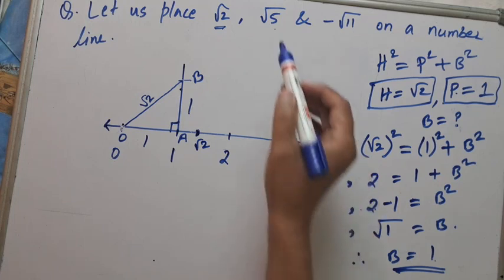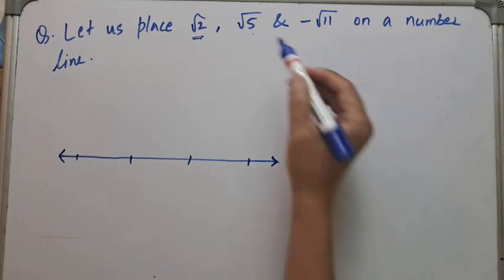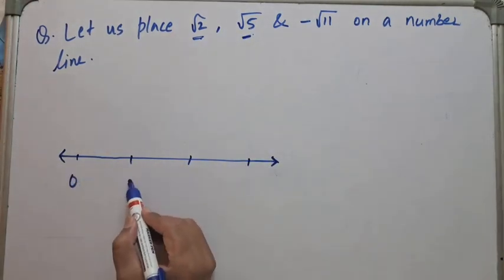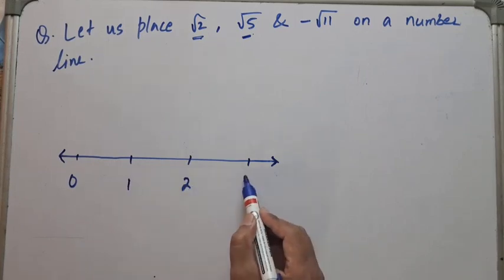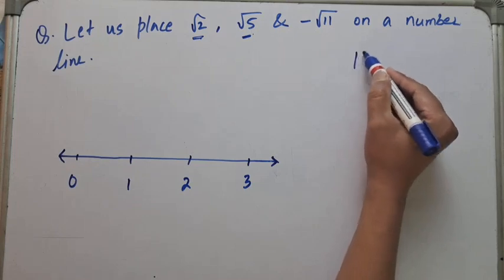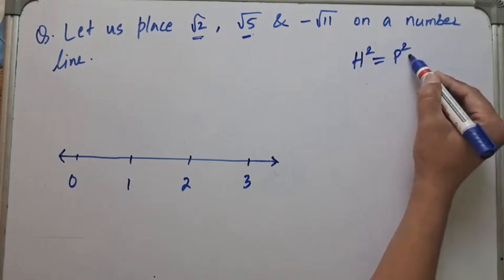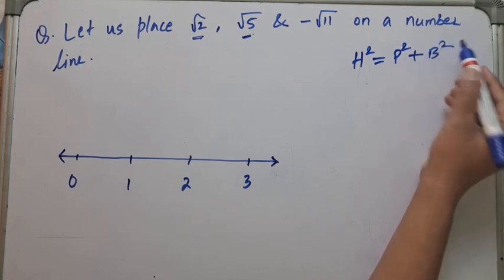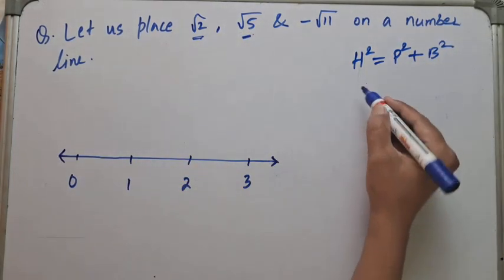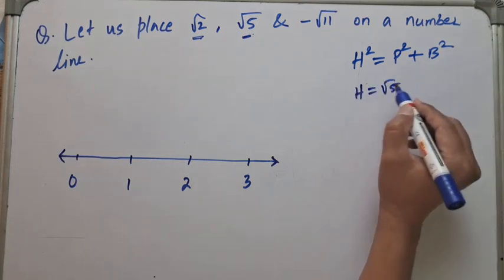Now let us place root 5 and minus root 11. Let us place root 5 on this number line. So this is 0, this is 1, this is 2, and this is 3, and so on. We know Pythagoras theorem: h square equals perpendicular square plus base square. To place root 5 on this number line, we should have hypotenuse equal to root 5.